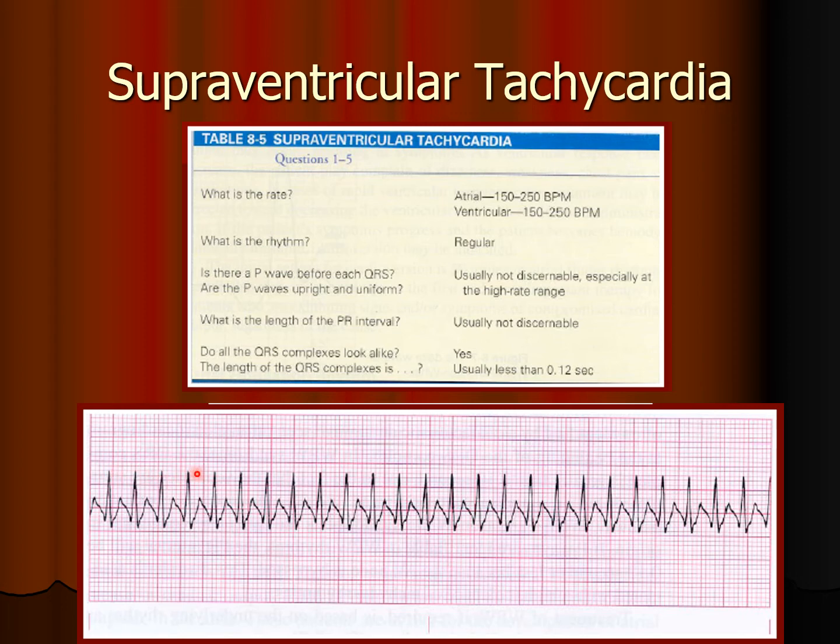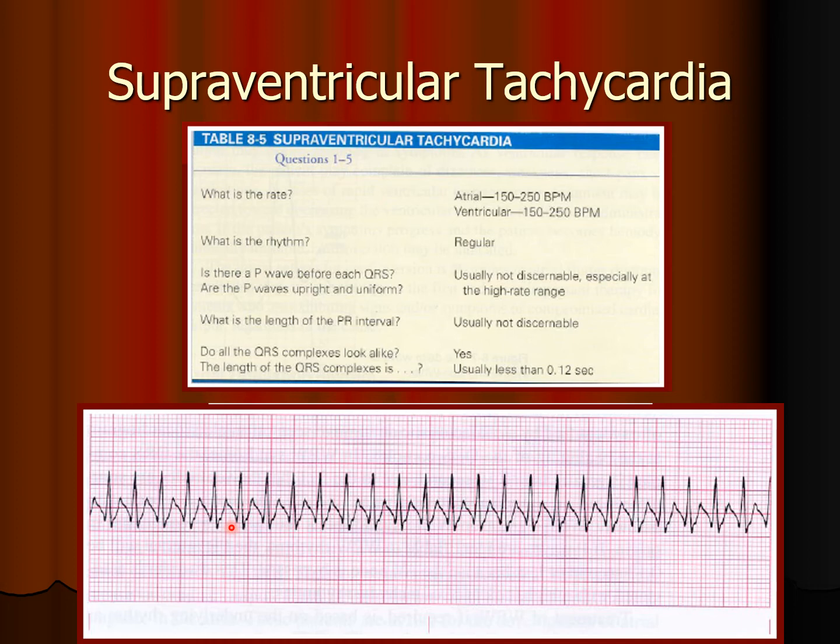If we were going to count this out, it's up there. 1, 2, 3, 4, 5, 6, 7, 8, 9, 10, 11, 12, 13, 14, 15, 16, 17, 18, 19, 20, 21, 22, 23, 24. Whoa, right? 250. Woo, right? But it is regular. All right, now here's where it gets tricky. Is there a P wave before every QRS? How the hell are we supposed to know? They're all smushed together. You can't tell. You can't discern the PR interval.